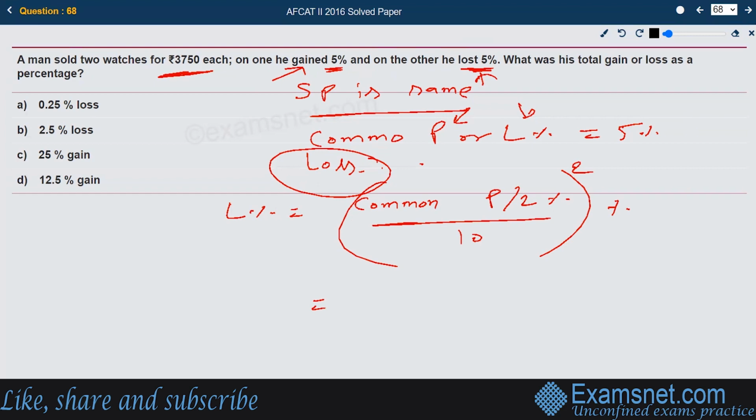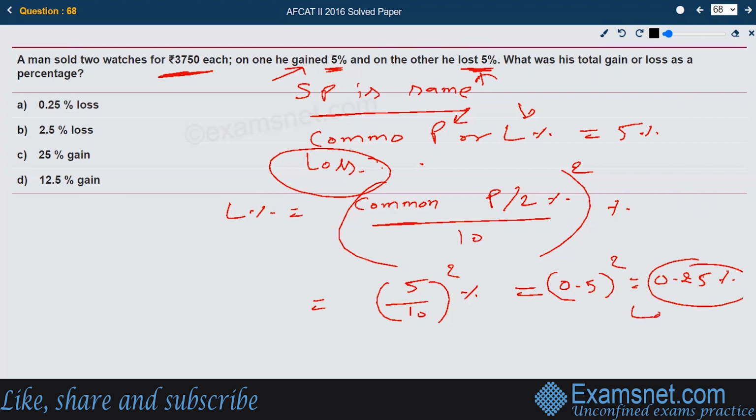Now the common profit or loss percent in this case is 5. So 5 by 10 whole square percent should be the ultimate loss, and that comes out to be the square of 0.5, which is 0.25% loss. So that is the right answer. 0.25% loss, available in option A, is the right answer.